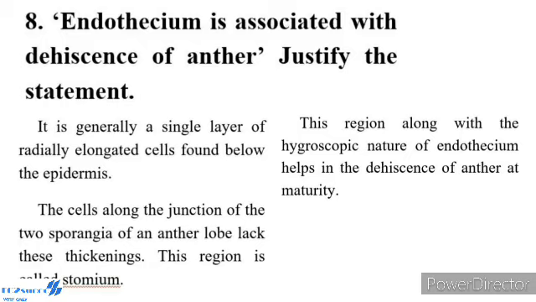Eighth one: endothecium is associated with dehiscence of anther. Justify the statement. It is generally a single layer of radially elongated cells found below the epidermis. The cells along the junction of the two sporangia of an anther lobe lack this thickening. This region is known as stomium. This region, along with the hygroscopic nature of endothecium, helps in the dehiscence of anther at maturity.